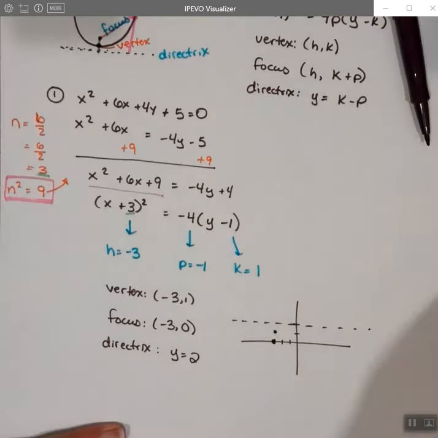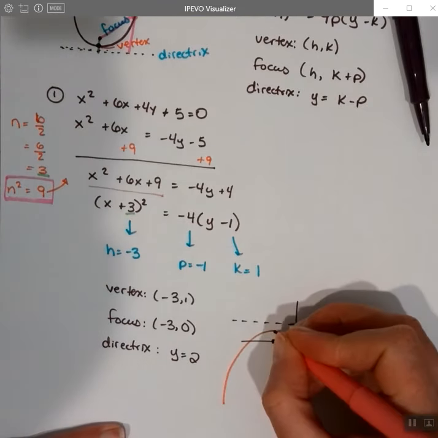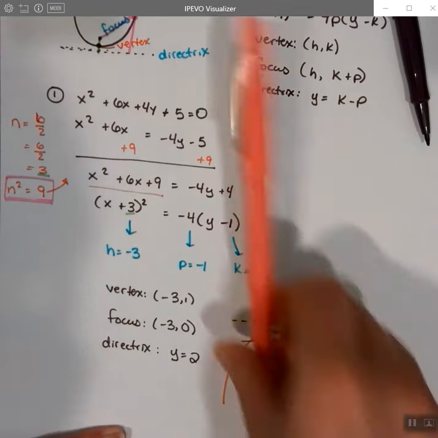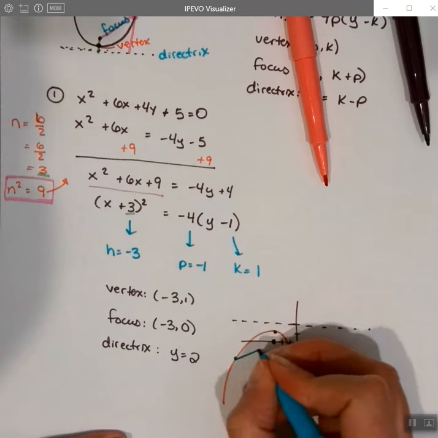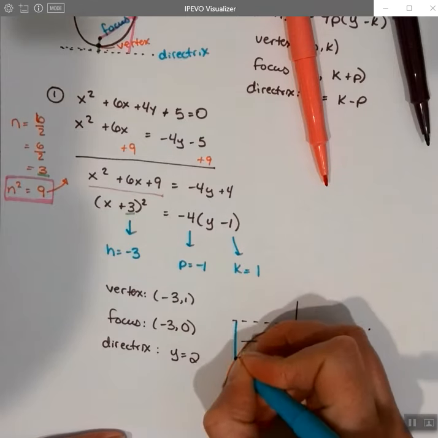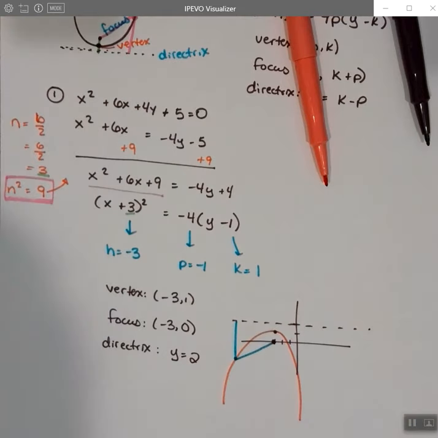So every point on the parabola is going to go through the vertex, but every point on the parabola is going to be equidistant between the focus and the directrix. If I pick a point, it should be the same distance between the focus and the directrix. I don't have a ruler to measure those handy, but hopefully they are close to the same if I've drawn this correctly.